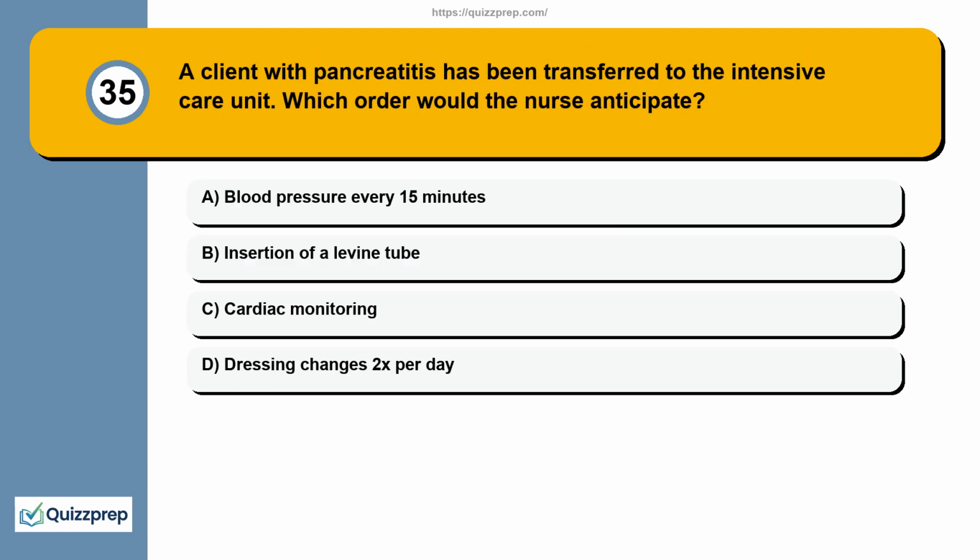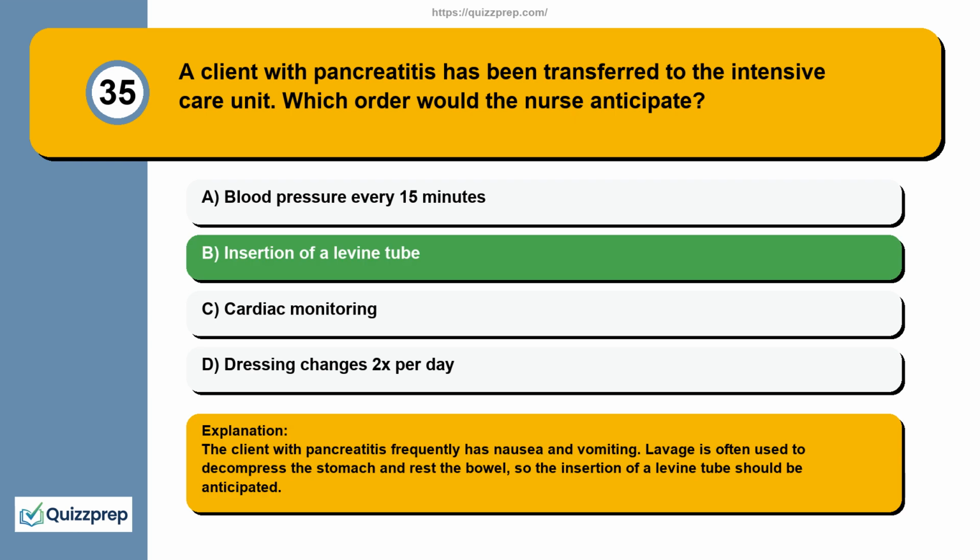Question 35. A client with pancreatitis has been transferred to the intensive care unit. Which order would the nurse anticipate? Blood pressure every 15 minutes. Insertion of a Levine tube. Cardiac monitoring. Dressing changes 2x per day.